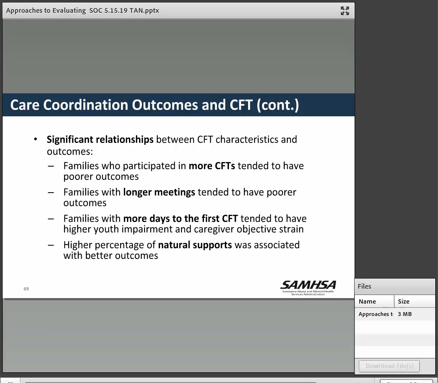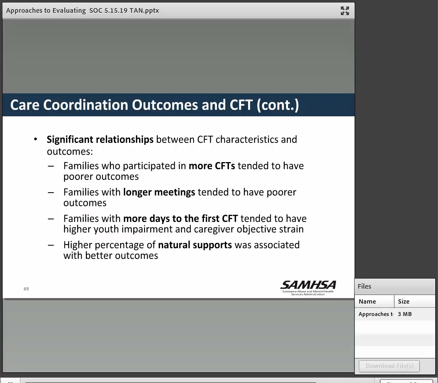So when we examined the relationships between child and family team characteristics and some of those outcome measures we collect, we found that there were some significant findings. First, we found that families with more child and family teams tended to have poorer outcomes. We saw significant increases in ratings of youth problem behaviors and impairment, and increases in caregiver strain and decreases in youth functioning. We also found that longer meetings were associated with lower ratings of youth functioning, which could reflect that families with more complex needs have more to discuss, so the meetings take longer.